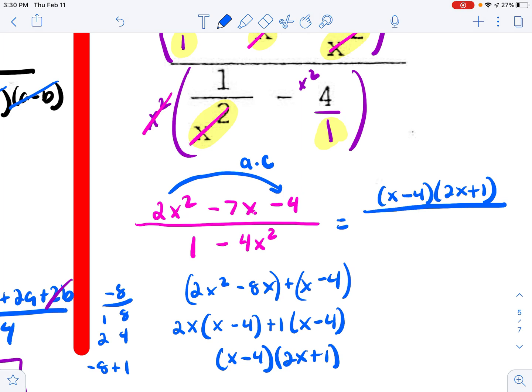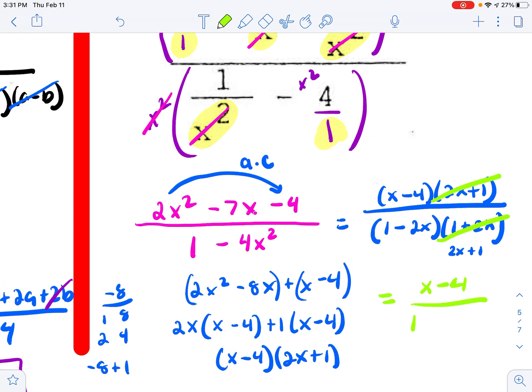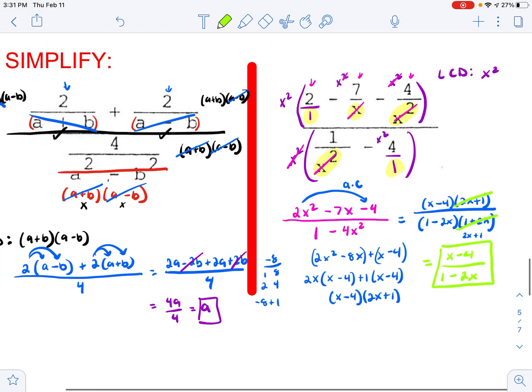In my denominator, I have a difference of two perfect squares. So 1 is a perfect square, and 4x squared is a perfect square. So this factors to 1 minus 2x, 1 plus 2x. So now we look, can any of these factors be canceled? And we know because of the commutative property that this can be rewritten as 2x plus 1. So 2x plus 1 and 1 plus 2x will cancel out, leaving me with my final answer, x minus 4 over 1 minus 2x, as my answer in simplest form.